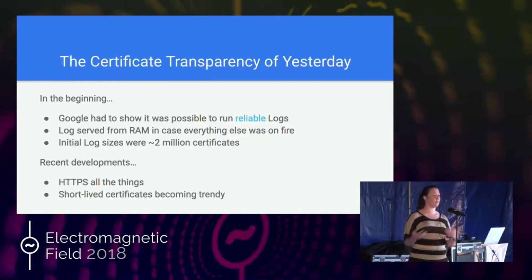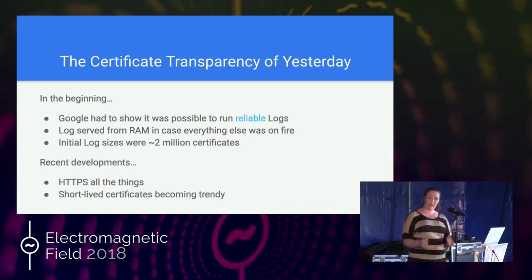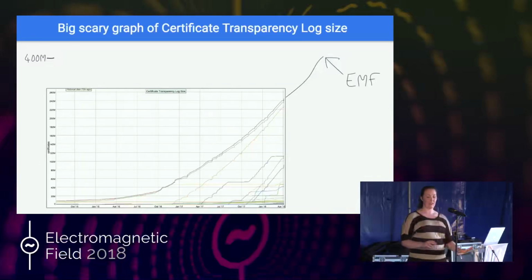What that resulted in was a design that essentially stored the entire Merkle tree in memory. And that was kind of fine, back when logs were maybe a couple of million certificates. But recently everyone's switching to HTTPS, which is great. And there's this rising popularity of much shorter-lived certificates, which is also great. But that does mean that there are a lot more certificates out there. It's a big shout out to Let's Encrypt at this point. Yeah, so the current largest certificate transparency log is now sitting at about 400 million certificates. It's not so feasible to store in memory.